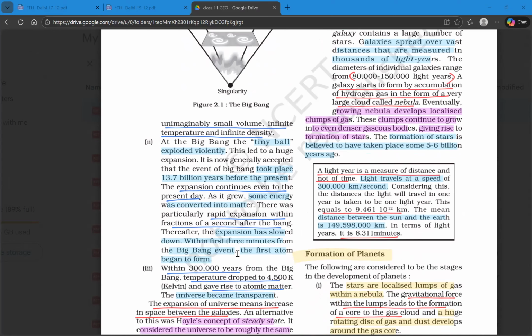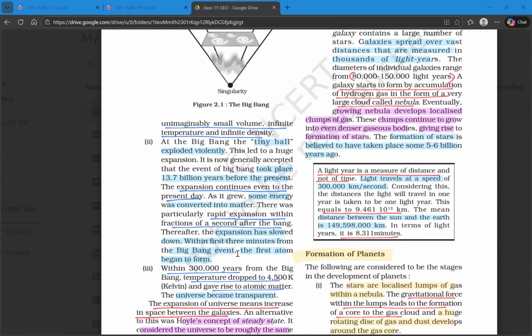The expansion of the universe means an increase in space between the galaxies. So here, as it is called the expanding universe theory, the expansion of the universe means increase in space between the galaxies, but not the expansion of the galaxies themselves.